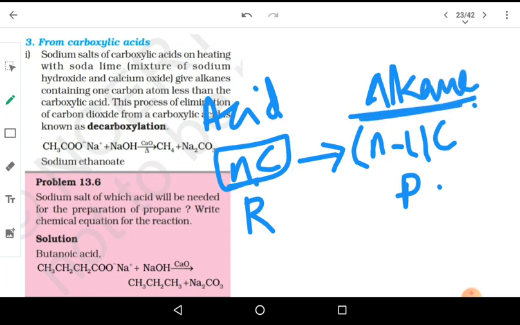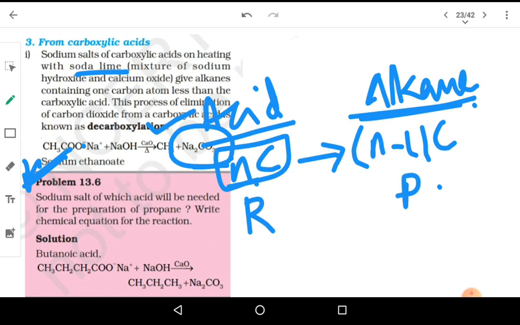Now this type of question is expected from here. This is an NCERT example. Now what is this question? Sodium salt of which acid will be needed for the preparation of propane? So first of all, we will take an acid and we will react it with NaOH so that we get the sodium salt. Now this sodium salt is treated with the soda lime mixture, and as a result of that, it is eliminating a molecule of Na2CO3 and we will be getting the product.